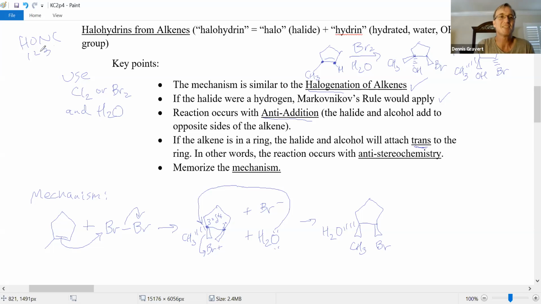1, 2, 3, 4. Wait, 2. Oxygen, you're not bonding normally. Nope, it's not. It has slight positive charge. Not slight, full positive charge. We're not done with the mechanism yet. You need to clean this up. The product is supposed to be this one here.